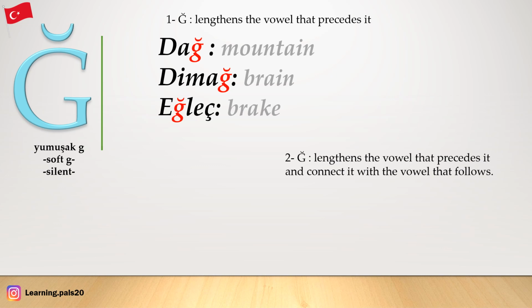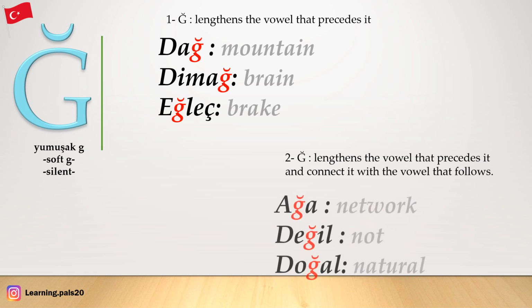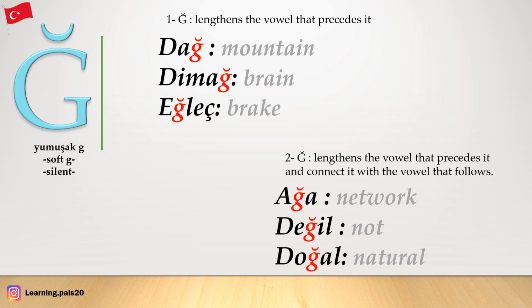For example, ağa. Like we pronounce the first a and the second a. Ağ, which means network. Değil, which means not, negative. Doğal, which means natural. It is a complicated one, but with practice you can get better.